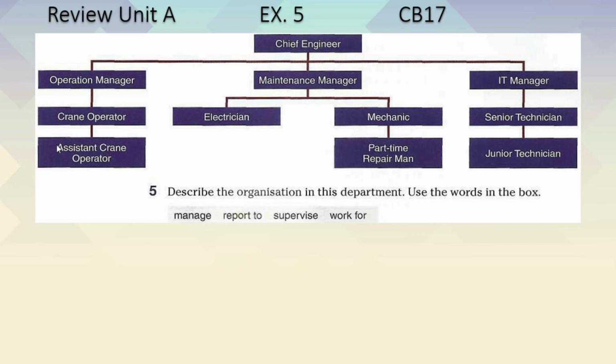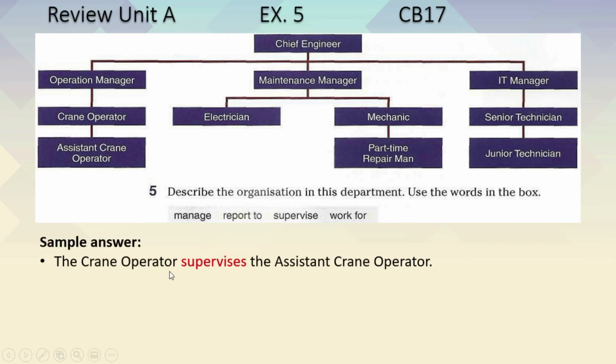Look at the crane operator here. He supervises and reports to here. He supervises the person below him or the people below him and reports to the person above him. So we have, the crane operator supervises the assistant crane operator. So he supervises this. He reports to the operation manager.